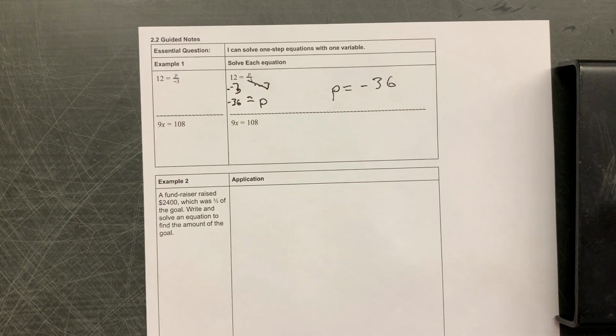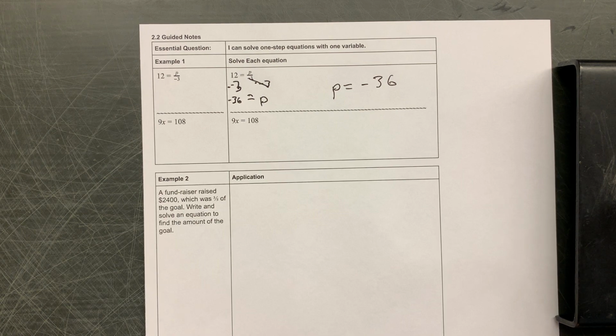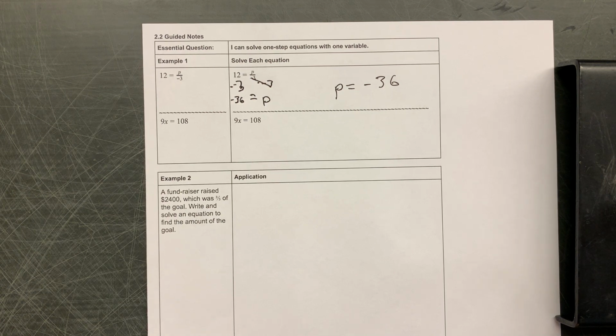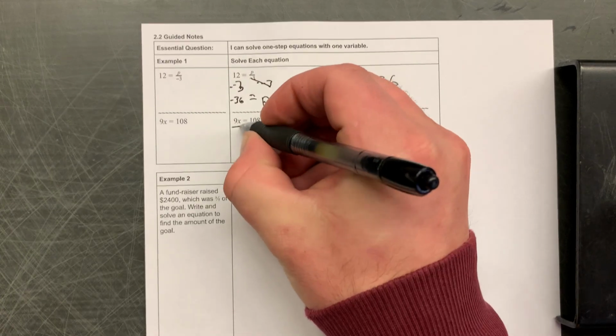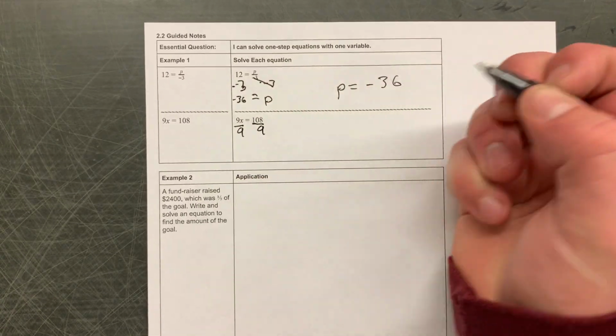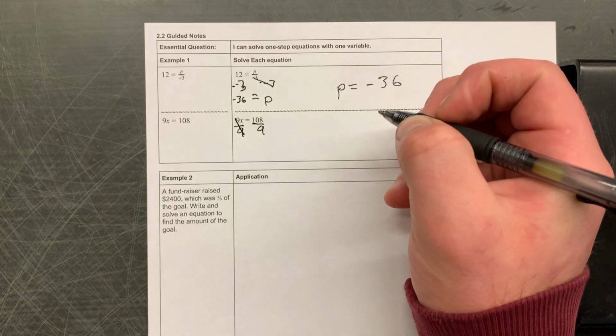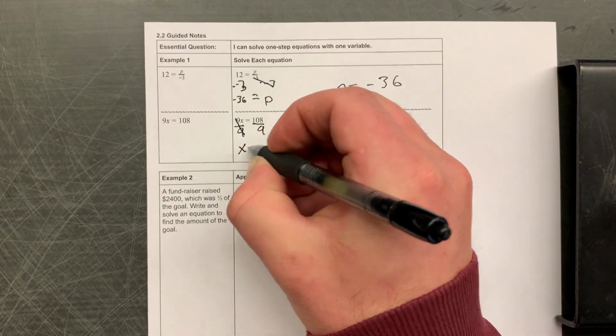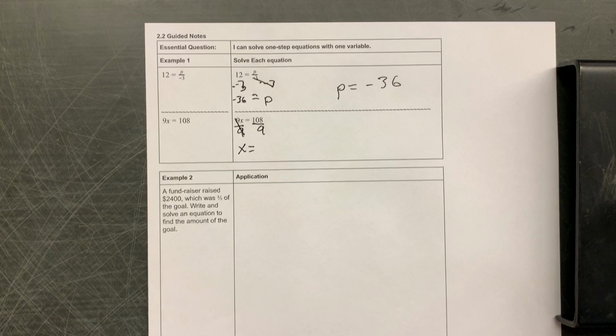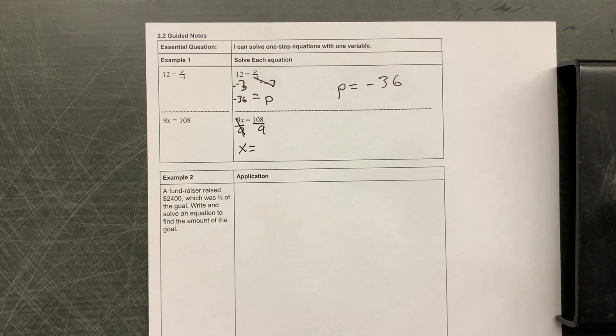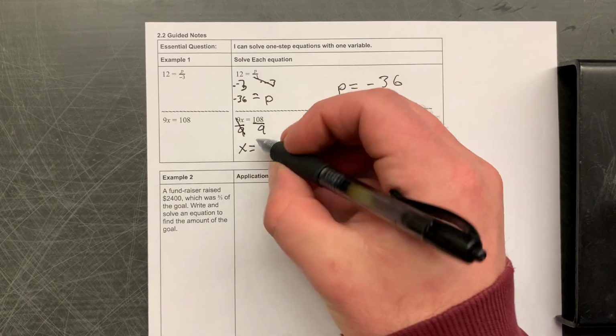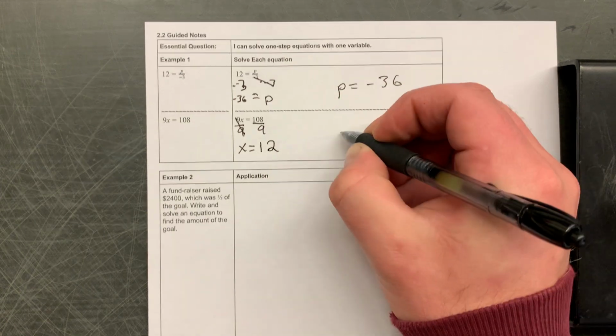If I have 9x equals 108, now I have 9 times x, so I have to do the opposite of multiplication, which means division. So I'm going to divide each side by 9. These 9s cancel out. I'm left with x equals 108 divided by 9. I know 9 times 12 gives me 108. If you don't remember that off the top of your head, you can know that 9 times 10 gives you 90, and 2 times 9 gives you 18. So 2 and 10 give you 12. So I know that 108 divided by 9 will give me x equals 12.